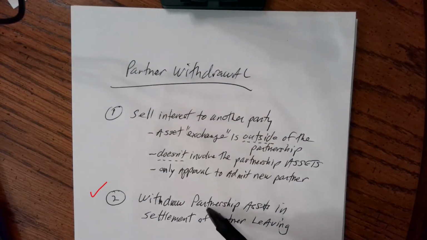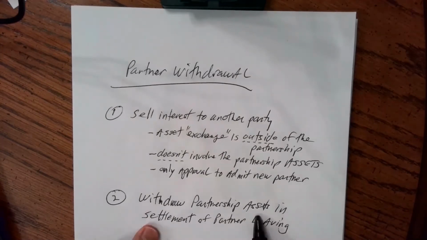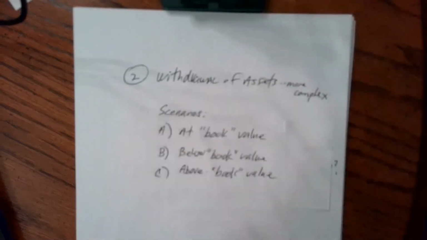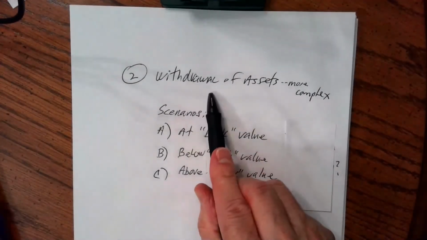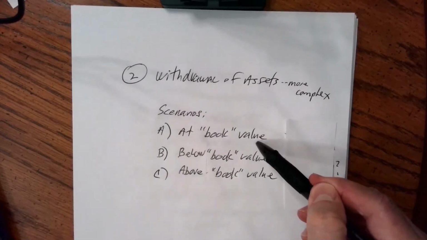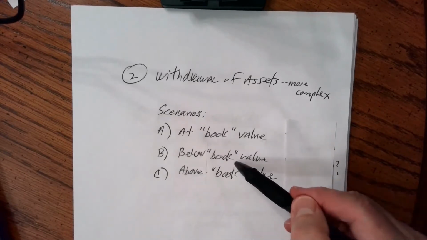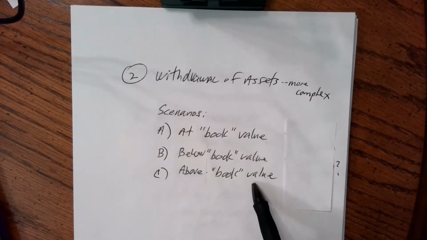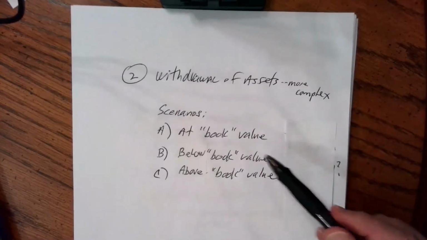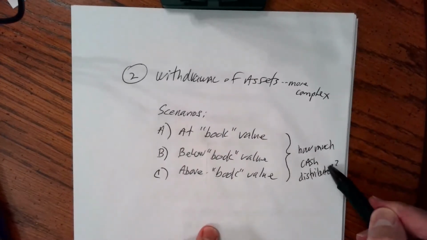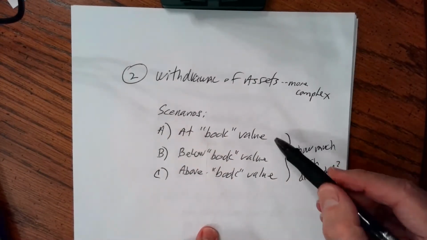The second method to account for a partner withdrawal, withdrawing partnership assets in settlement of the partner leaving. This is more complex, and is very similar to a new partner coming in in terms of the scenarios. Either the assets are withdrawn at the book value of the capital account of the withdrawing partner, or below the book value of the capital balance of the withdrawing partner, or above the book value of the capital balance of the withdrawing partner. The only question is, how much cash is going to be distributed? Equal to the capital value of the withdrawing partner, below it, or above it.